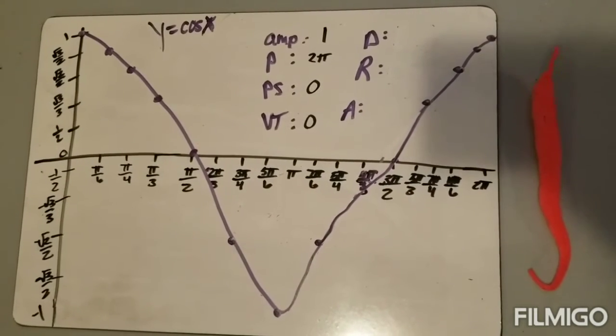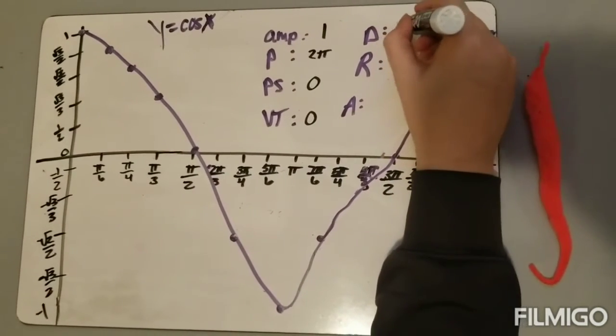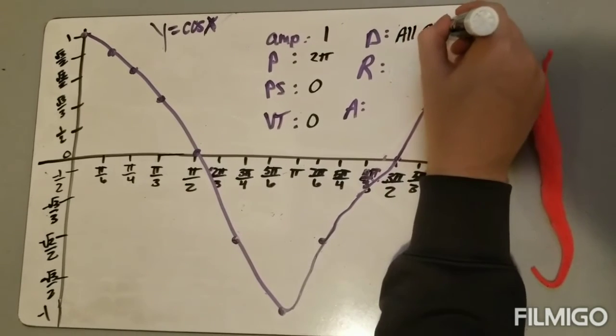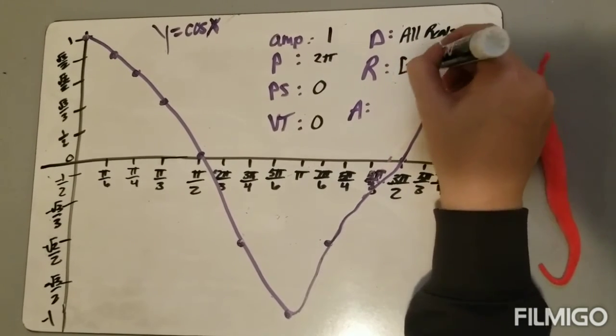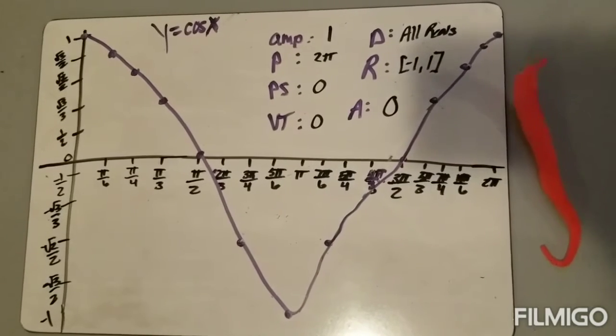The domain for this graph is all reals, and the range is from -1 to +1, and there are no asymptotes with this graph.